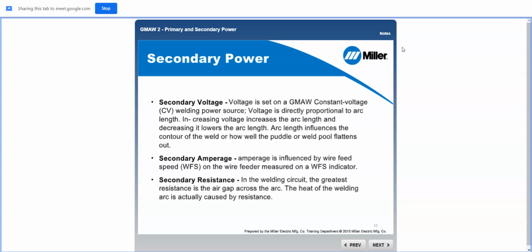Secondary amperage. Amperage is influenced by wire feed speed on a wire feeder, measured in a WFS indicator. Secondary resistance. In a welding circuit, the greatest resistance is the air gap across the arc. The heat of the welding arc is actually caused by resistance.